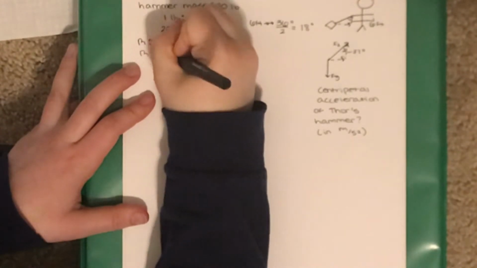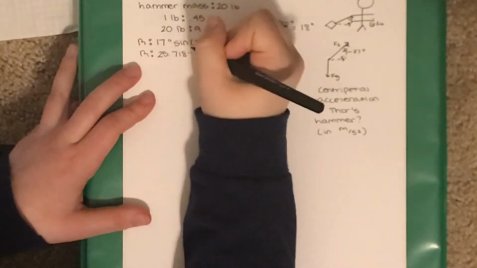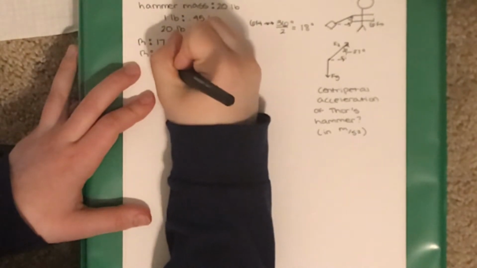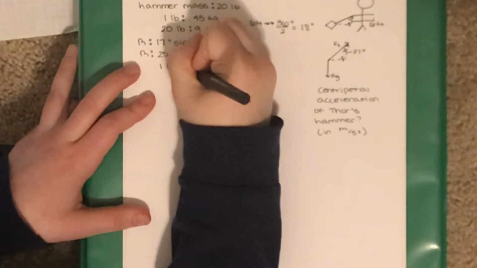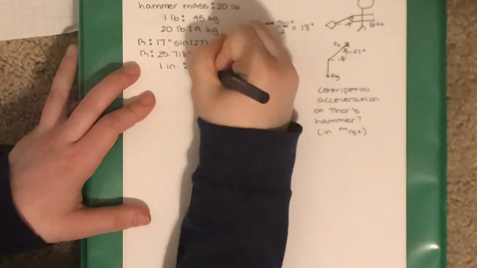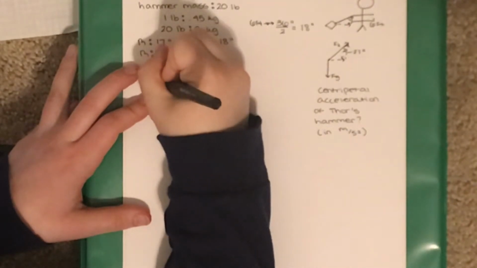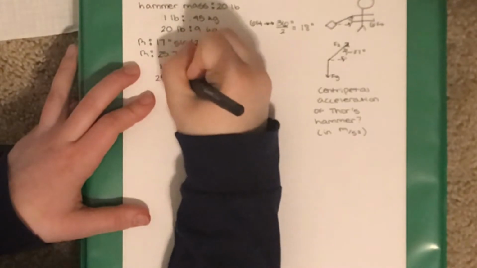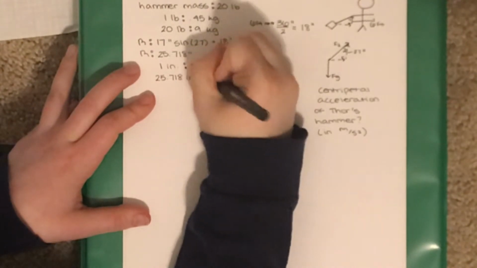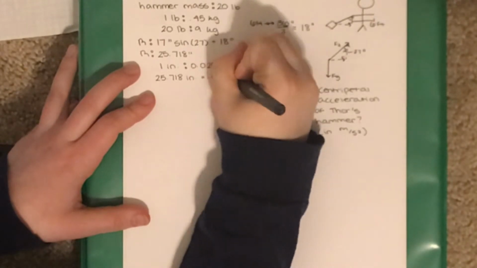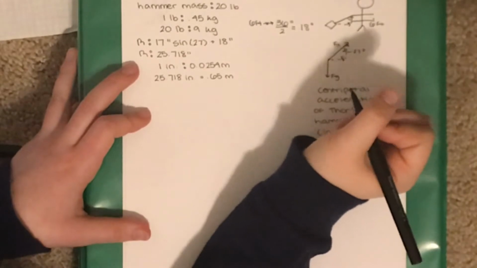But we need to convert that to meters because our question is calling for meters per second. So the unit conversion there is 1 inch equals around 0.0254 meters. So we would be multiplying 25.718 inches by 0.0254, which gets roughly 0.65 meters. Now for the actual equation.